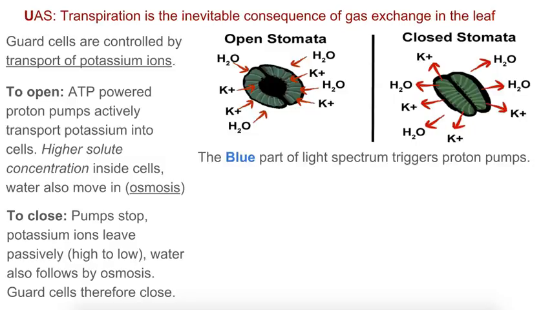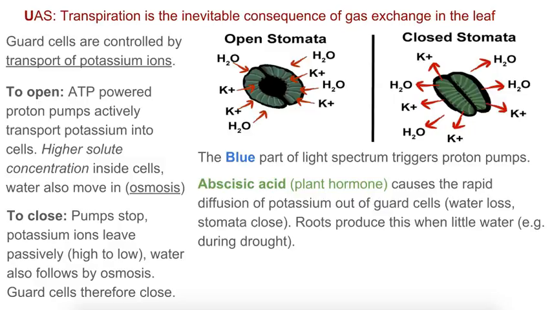Really interestingly, the blue part of the light spectrum actually triggers the proton pumps and therefore the opening of the stomata. So in light, stomata are generally encouraged to open, but this is not the only control. Abscisic acid, which is a plant hormone, causes the rapid diffusion of potassium out of the guard cells. So if water is moving out, then the stomata will close.